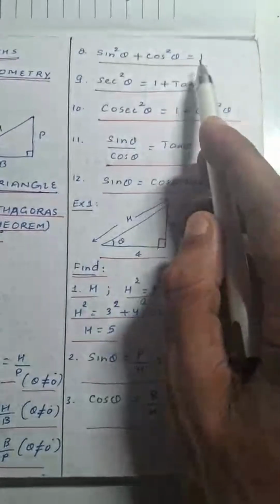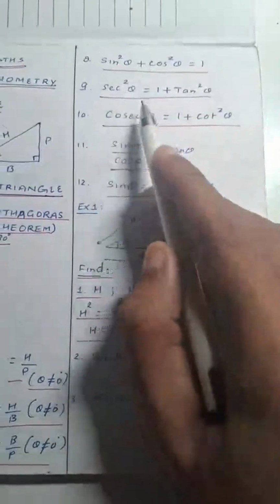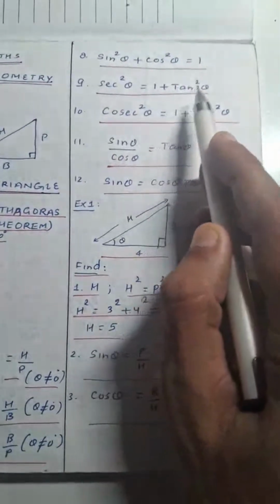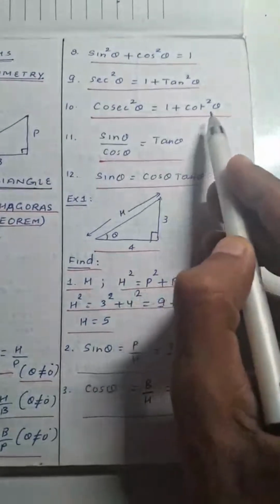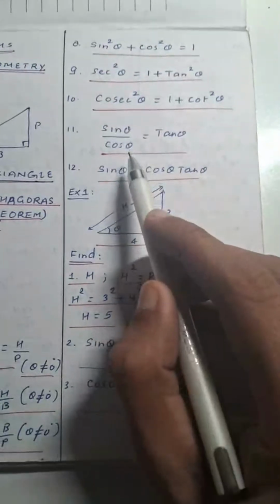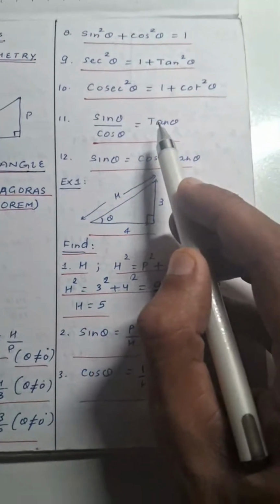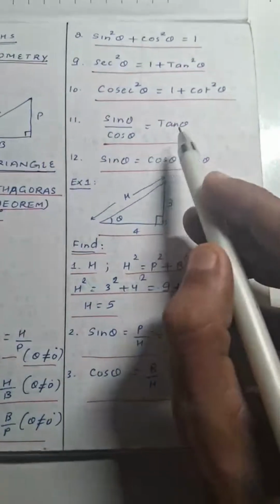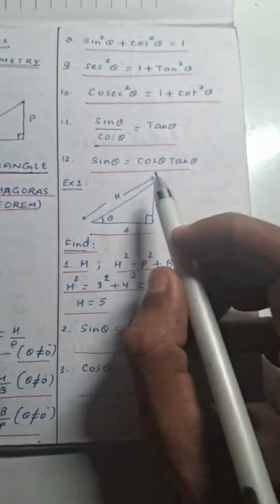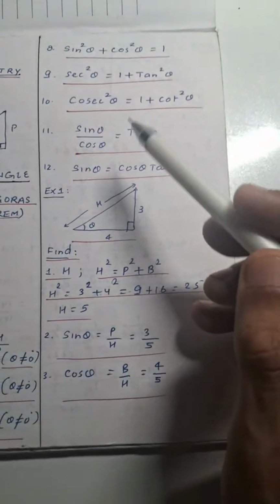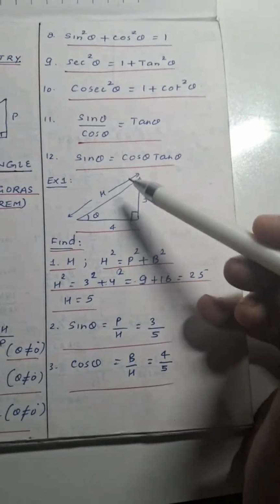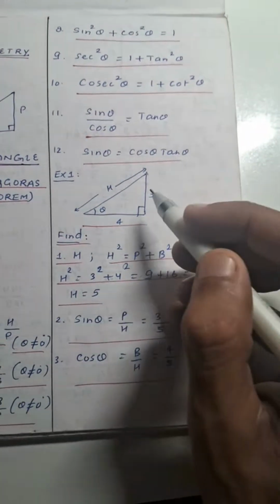Then we have other identities like sin square theta plus cos square theta is 1. Sec square theta is equal to 1 plus tan square theta. Cosec square theta is equal to 1 plus cot square theta. Sin theta by cos theta is equal to tan theta. And sin theta can also be written as cos theta into tan theta. So these are the basic identities that we need to use to solve questions of physics. Let's see how these are implemented by example 1.